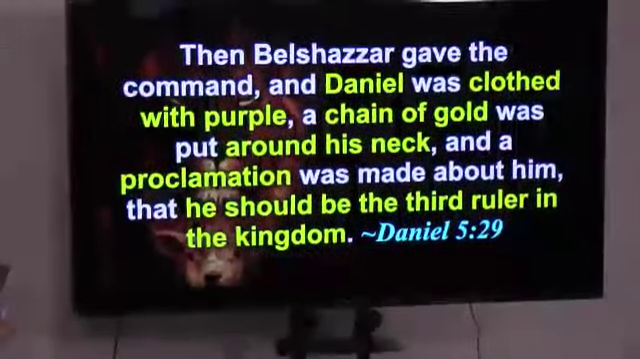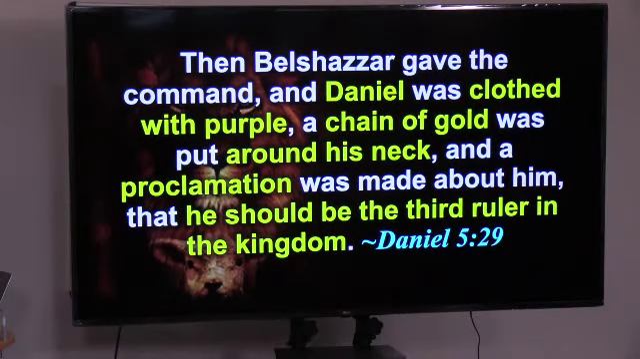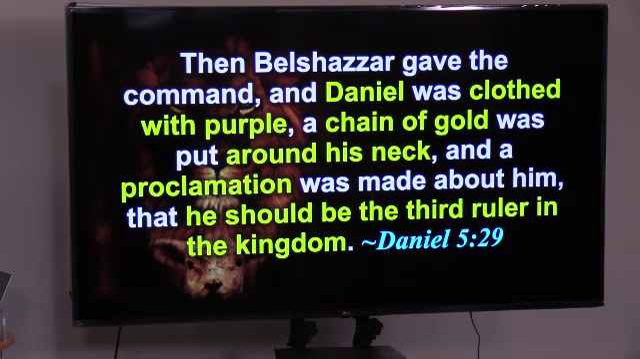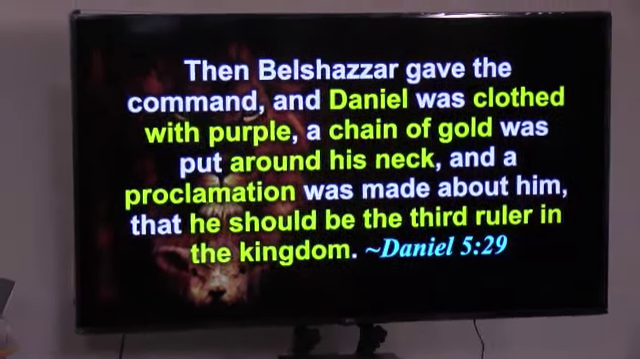Then Belshazzar gave the command, and Daniel was clothed with purple. The chain of gold was put around his neck, and a proclamation was made about him that he should be the third ruler in the kingdom. It's amazing, his knees are clapping against each other. He knew that he violated God. He desecrated all the vessels. And he was still thinking about his throne, thinking about his reign. The guy was really delusional. So apply this.